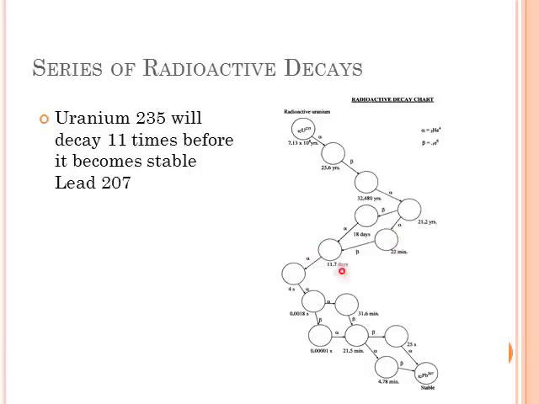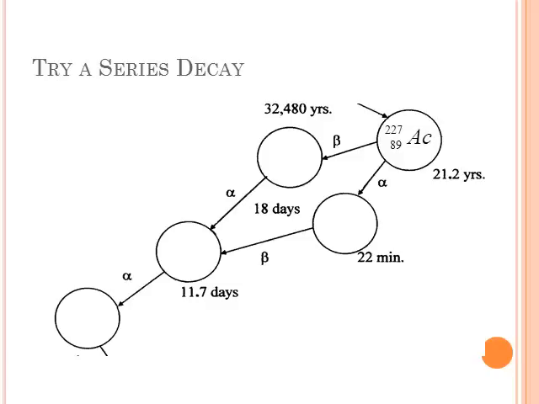Eventually, though, it'll end up being the same thing. So it either does alpha then beta, or beta then alpha. In the end, it'll end up the same item, and it'll keep on going until eventually it is lead-207 and is finally stable. You could try and fill out this chart, and that would be really good practice. On the next slide, we can try that together.